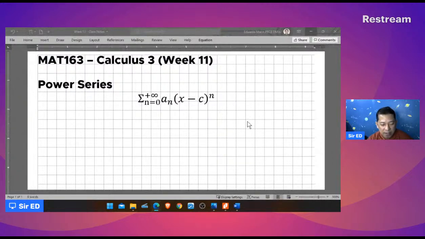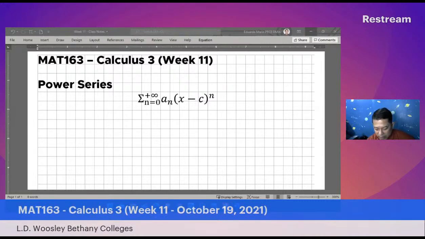We're now on week 11. So this is the Power Series. All right, can you see it? We are MAT163. This is for Math Majors. If you don't love Math, mahirapan kayo ma-appreciate itong bagay na ito. As far as our studies are concerned, we're now on Power Series.